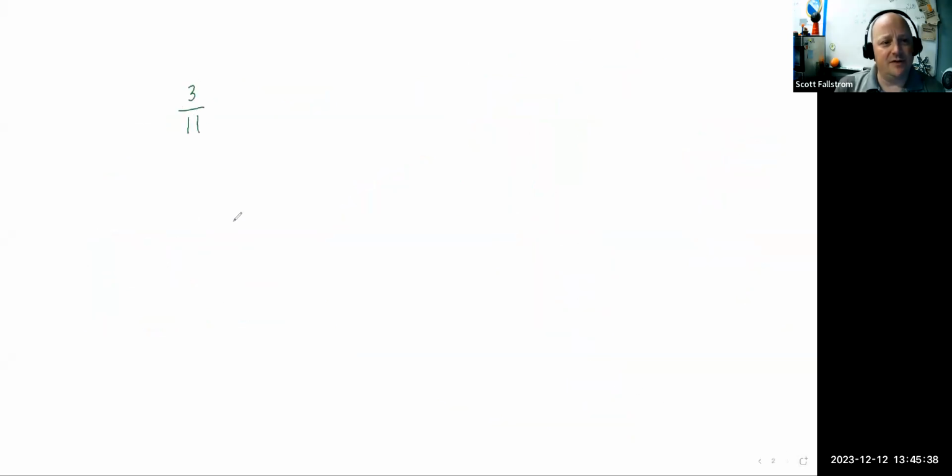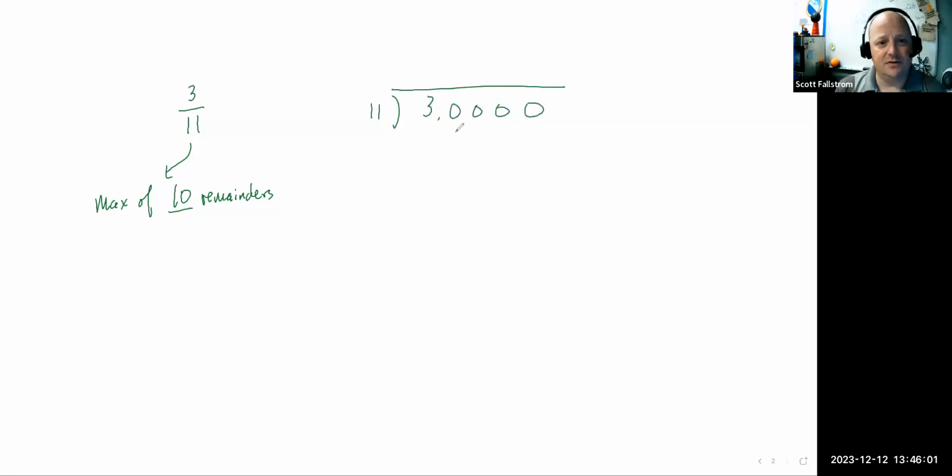Let's say we have 3/11ths. So again, maximum of 10 remainders. That'd be like the worst case scenario. 10 remainders. Again, 0 would be a remainder for division, but it won't be a remainder here because I know this one has to repeat. When I do 11 into 3, and I'll put a bunch of zeros here, I don't know how many I'll need. 11 goes into 3, 0 times, leaves me with a 3.